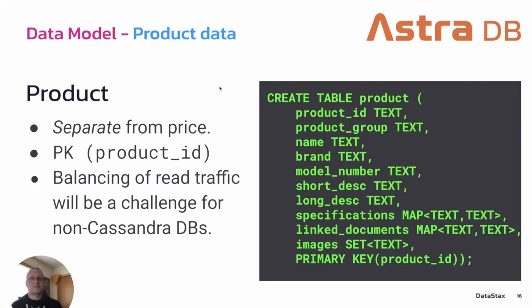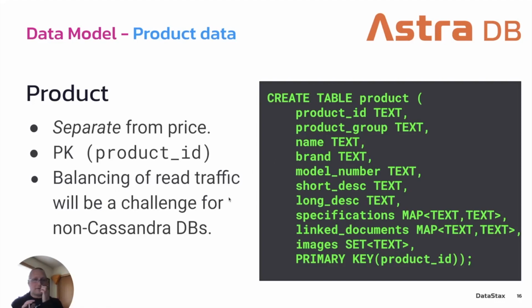Speaking of which, we move right to the product table. In this case, we're going to have a product ID, and that's going to be our lone primary key. We're going to have a product group, a name, a brand, a model number, some description, categories, a map of specifications, just if there are any extra properties that we want to add per product, and maybe some documents. You might have MSDS sheets, if there are products that have different chemicals in them. You might have multiple images as well per product, so we have that as a collection as well.